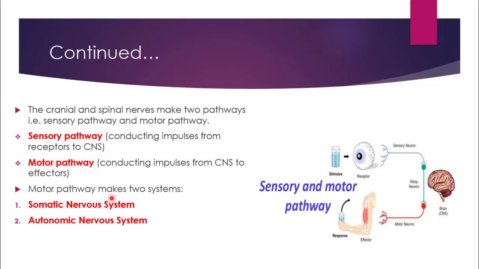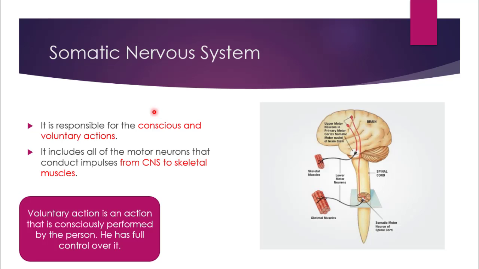Now the motor pathway has two other important systems that are named the somatic nervous system and the autonomic nervous system. First of all, what is the somatic nervous system? It is responsible for conscious and voluntary actions. What is meant by voluntary actions? A voluntary action is an action that is consciously performed by the person. He has full control over it. It means it is the action that is performed by our own will. It includes all of the motor neurons that conduct impulses from the central nervous system to the skeletal muscle.